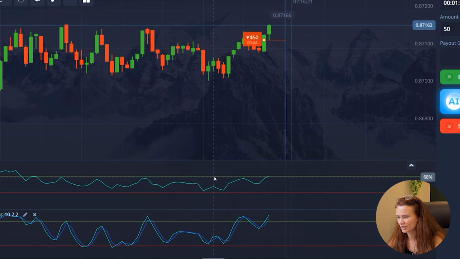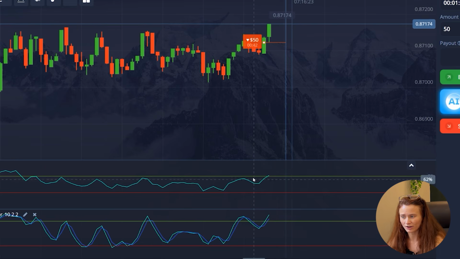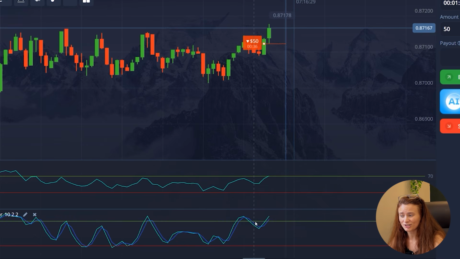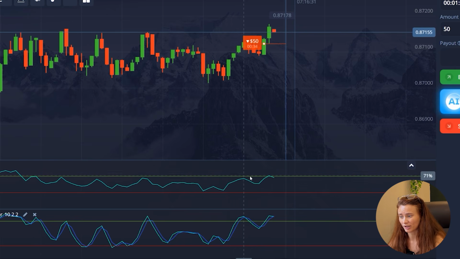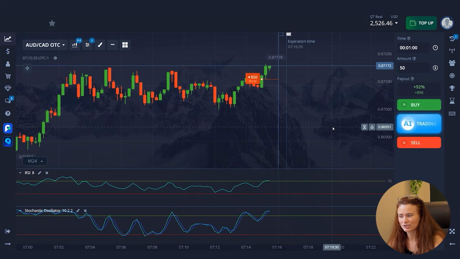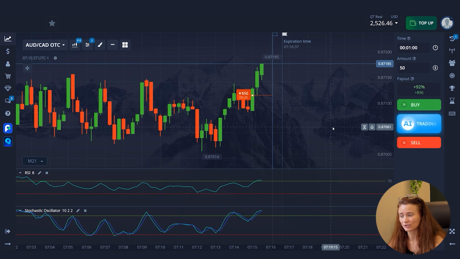But in this situation, I did not get confirmation from the RSI. The indicator line did not cross level 70 from top to bottom, but only approached it. And such a situation is not suitable for work. Both indicators contradict each other. Only when both indicators show the same trend can you open a trade.